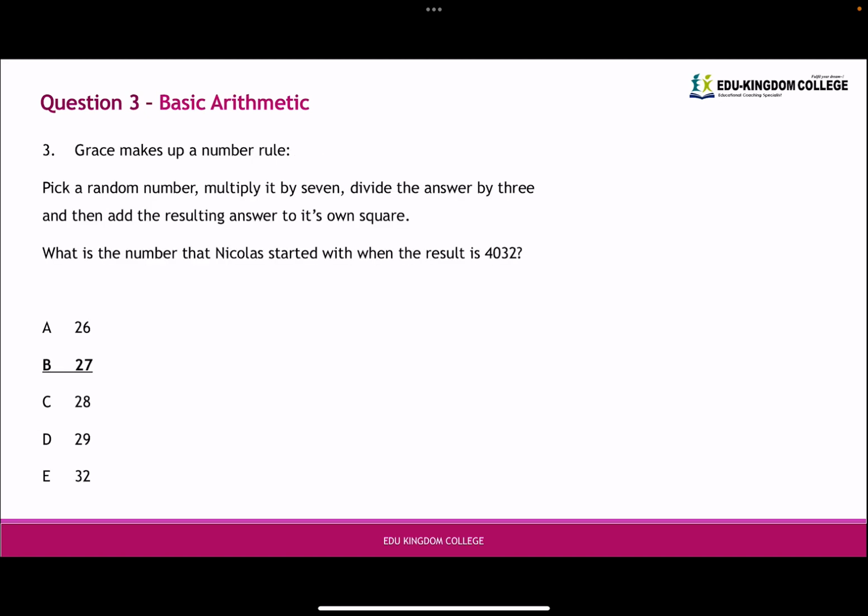All right, question 3 is a basic arithmetic question. So we have a random number multiplied by 7 divided by 3, and then add the result to its own square. Oops. Okay, so 703x all squared. So what you'll find out is none of these numbers, when you sub in any of these numbers instead of x, okay, they won't give you a whole number unless it's divisible by 3. Okay, the issue is only one of our answers is divisible by 3, okay, and that should have helped you.